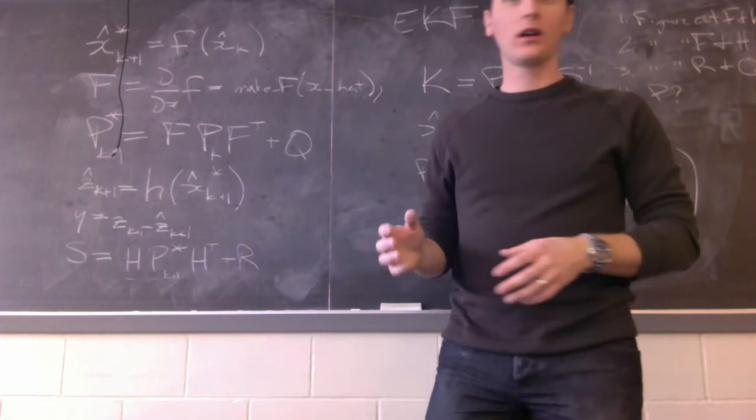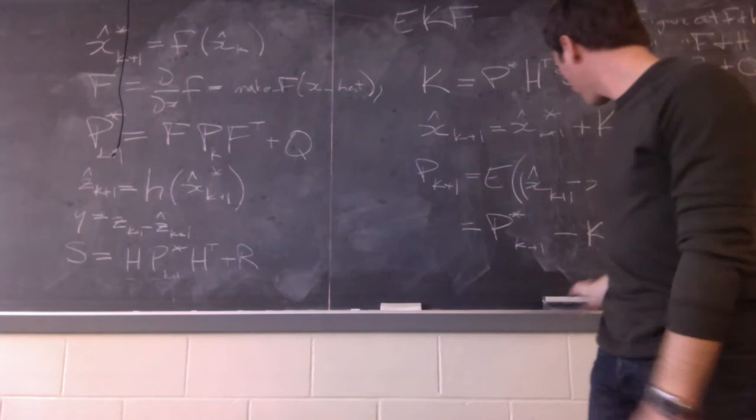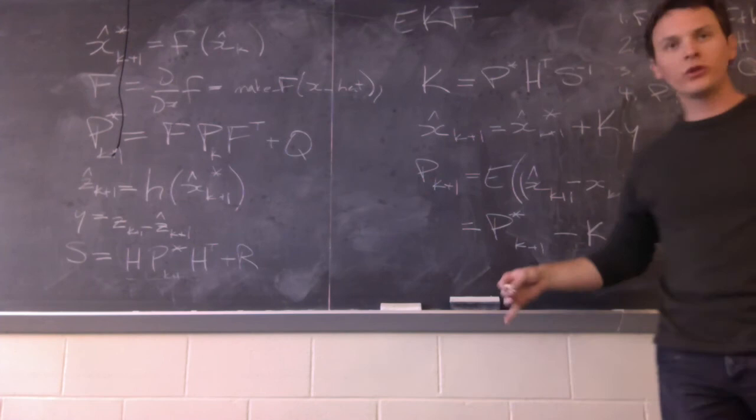So let me show you where some numerical problems can come in. Right here, we're doing this subtraction. Computers represent numbers not perfectly. They always have some round-off error and things like this.